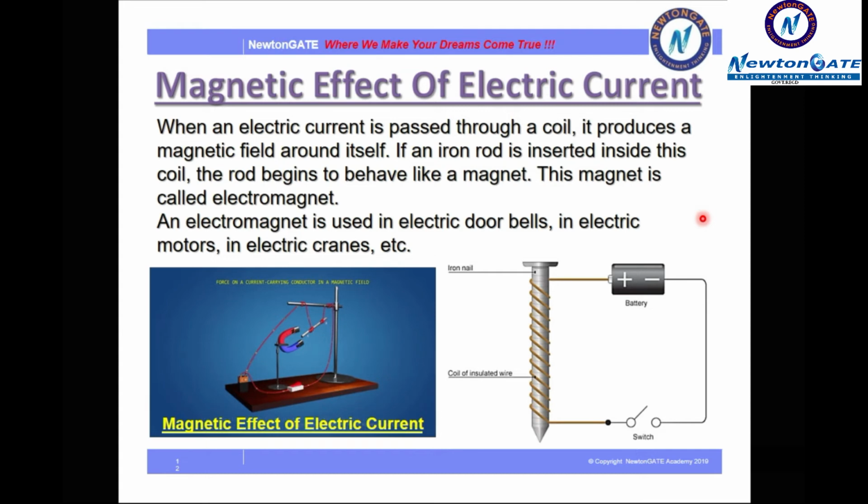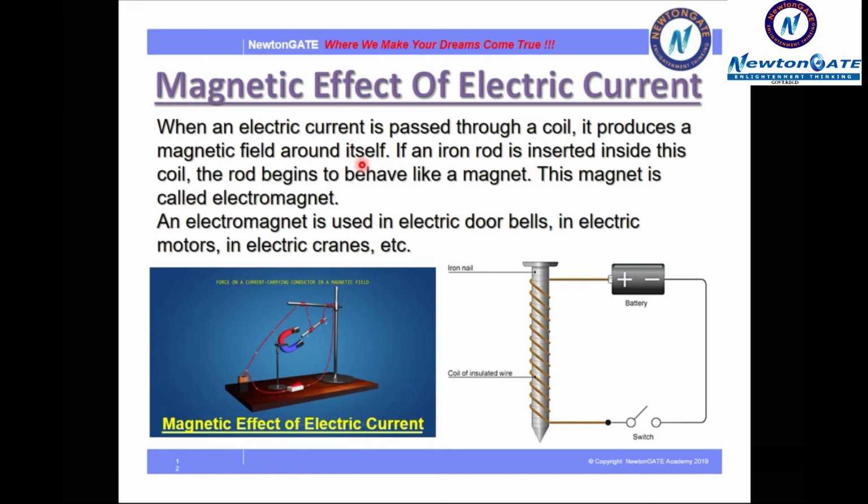So now comes the most important topic of this chapter and also the most fascinating one, that is the magnetic effect of electric current. When an electric current is passed through a coil, it produces a magnetic field around itself. How can electricity produce the magnetic field? Yes, whenever electric current is flowing through a coil, it is producing a magnetic field inside.